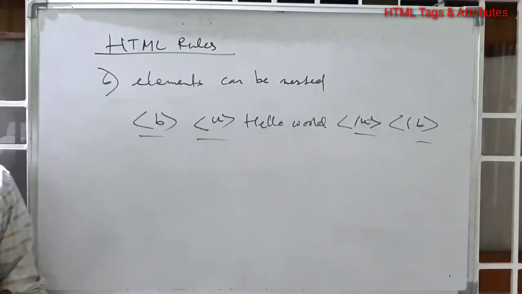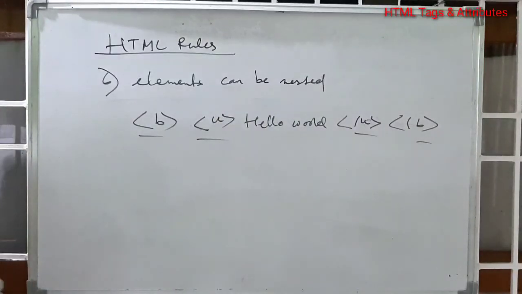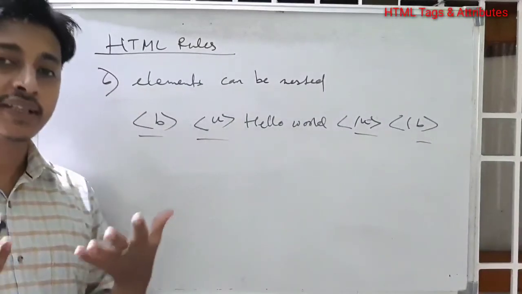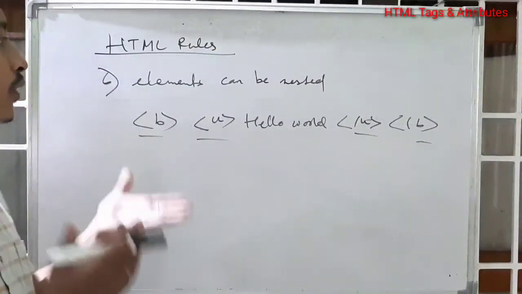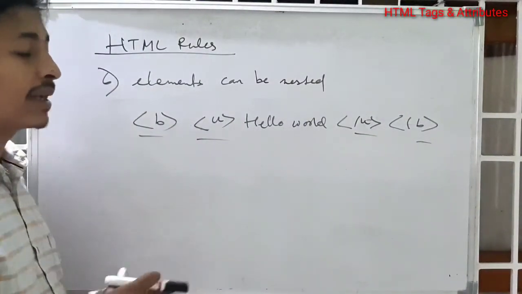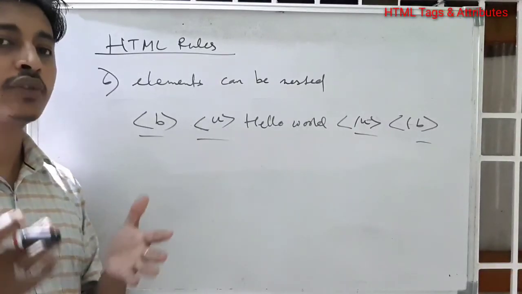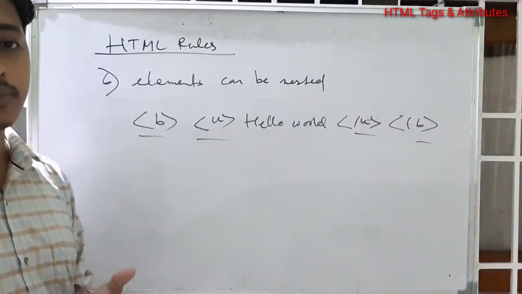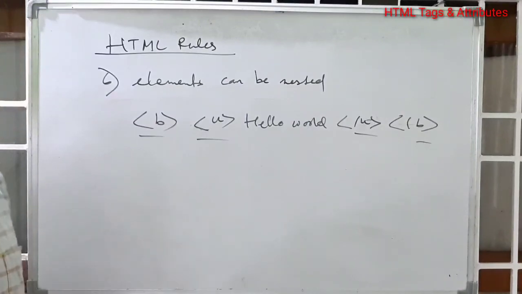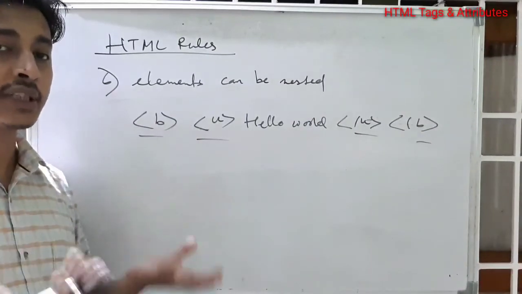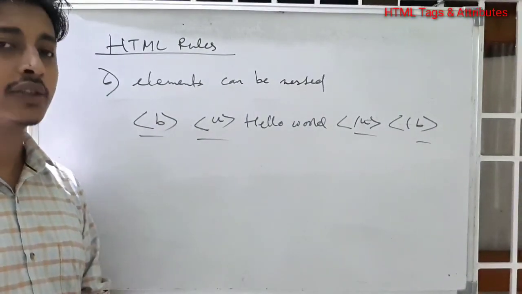So I hope you understand today's topic. What is the meaning of HTML editors? What are tags? What are attributes? What are the rules of HTML? These are very important. You have to write them down and concentrate very well. In your exams the question may come: what is the meaning of attribute? What is the meaning of tag? I think you understand.